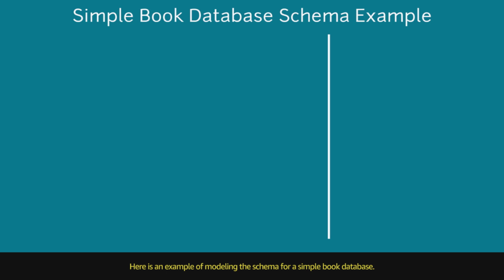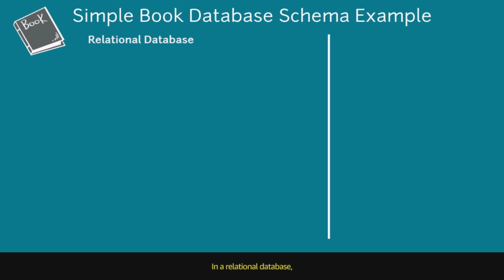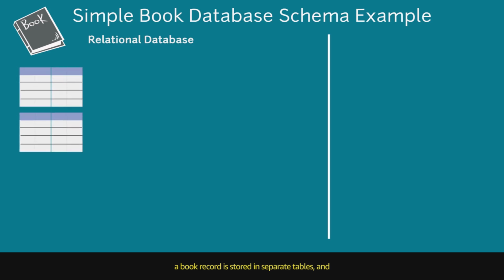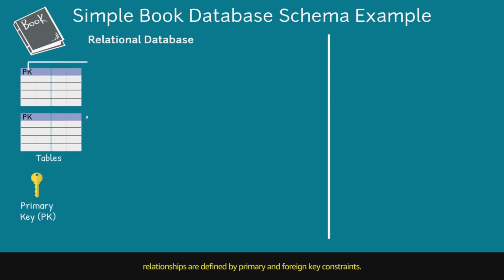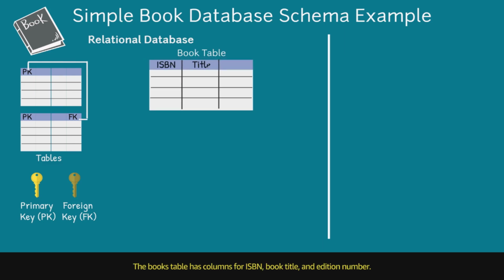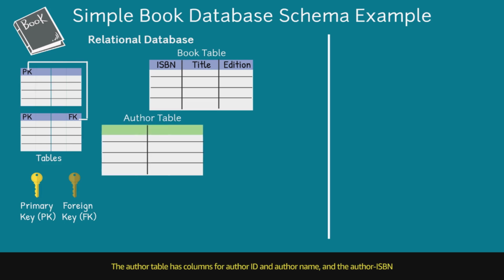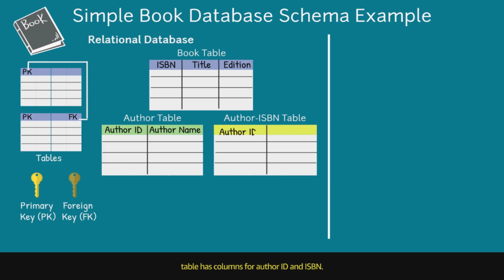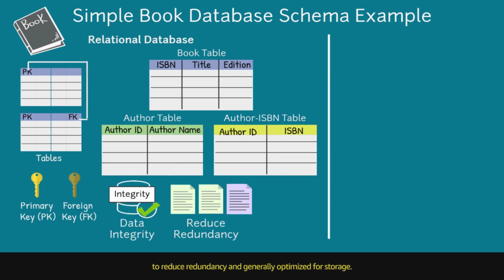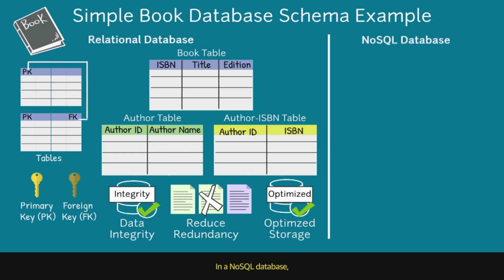Here is an example of modeling the schema for a simple book database. In a relational database, a book record is stored in separate tables, and relationships are defined by primary and foreign key constraints. The books table has columns for ISBN, book title, and edition number. The authors table has columns for author ID and author name. And the author ISBN table has columns for author ID and ISBN. The relational model is designed to enable the database to enforce data integrity, normalized to reduce redundancy, and generally optimized for storage. In a NoSQL database, a book record can be stored as a JSON document.